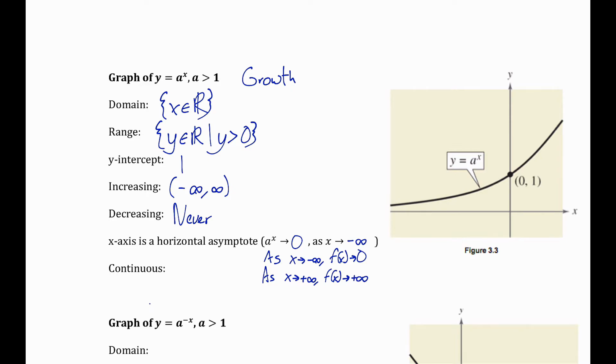This last point, I meant to just leave it as the word continuous. It doesn't need to have a colon there, because yes, it is continuous. We could have just left it there. So that's growth. It's going up and up and up, further and further as we go to the right.